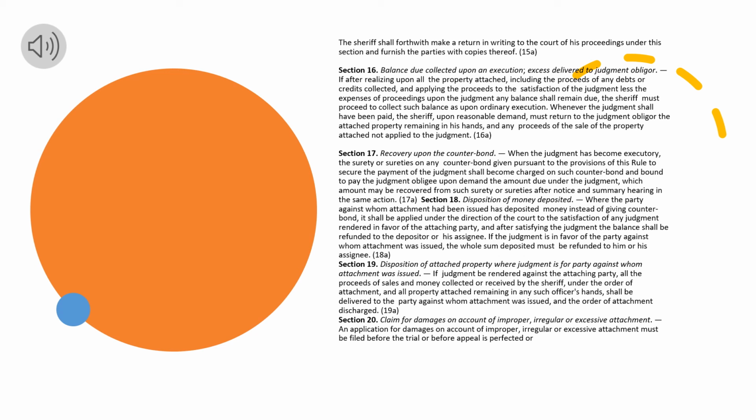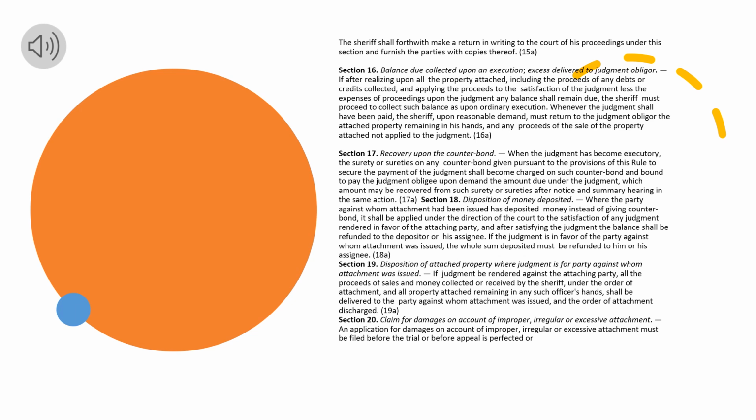Section 19. Disposition of attached property where judgment is for party against whom attachment was issued. If judgment be rendered against the attaching party, all the proceeds of sales and money collected or received by the sheriff, under the order of attachment, and all property attached remaining in any such officer's hands, shall be delivered to the party against whom attachment was issued, and the order of attachment discharged.